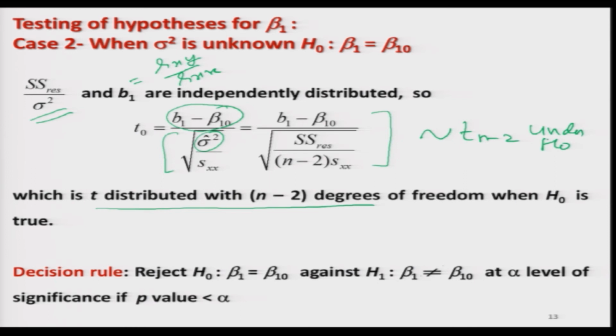So now I can frame the decision rule, which is pretty simple: reject H naught, beta 1 equal to beta 1 naught, against H 1, beta 1 not equal to beta 1 naught, at alpha level of significance if the p value is less than alpha.